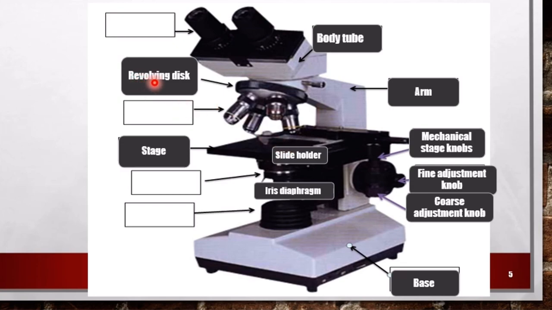Revolving disc used to move the objective lens or objective lenses from one to another.